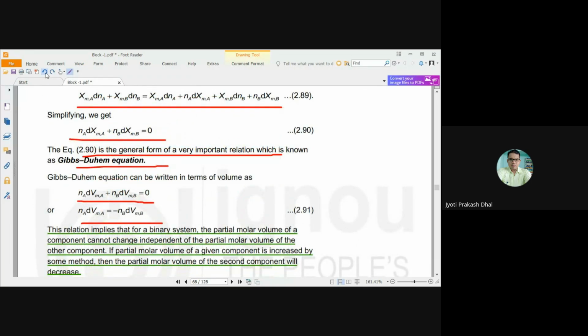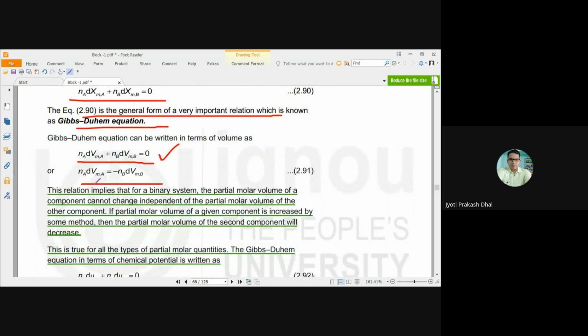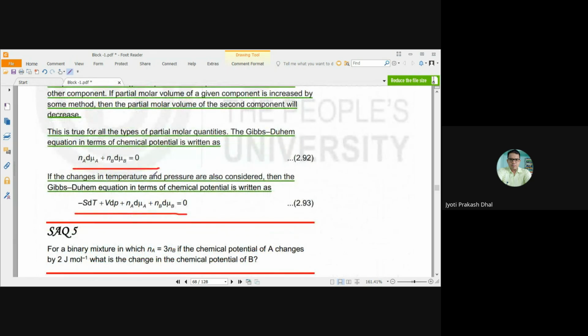So the Gibbs-Duhem equation can be written in terms of volume. Here X is any thermodynamic extensive property. If you write the Gibbs-Duhem equation in terms of volume, it can be written as Na dVma plus Nb dVmb equals 0, or Na dVma equals minus Nb dVmb. And if you write it in terms of chemical potential, it can be written as Na d mu A plus Nb d mu B equals 0.